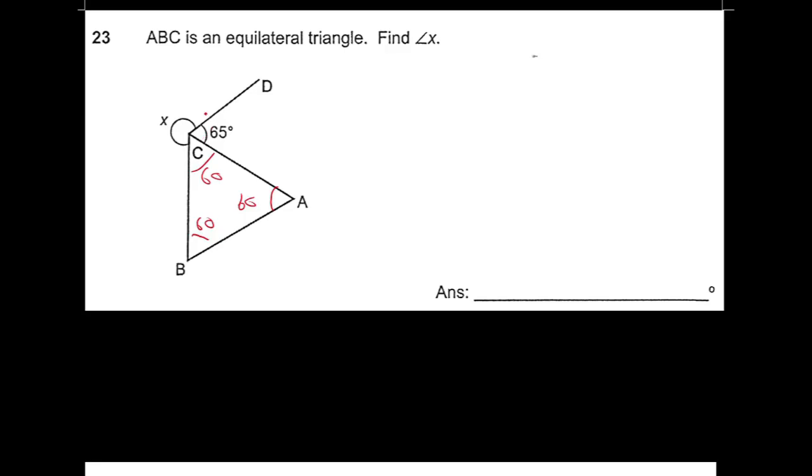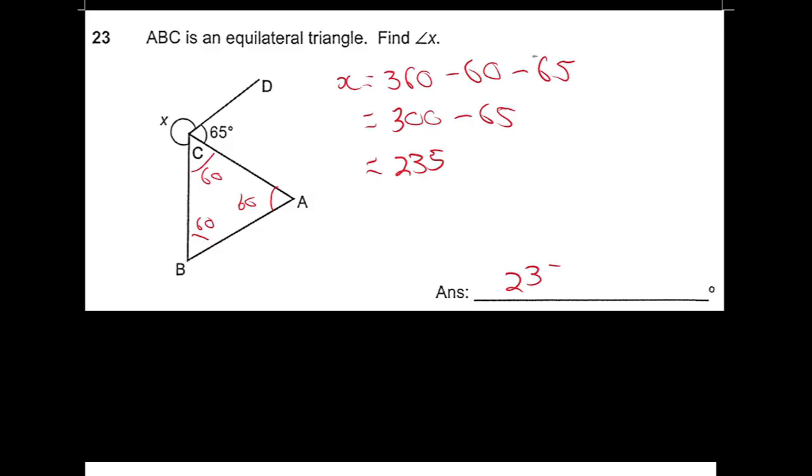The angle of a circle is 360. So to find angle X, you take 360 minus 65 minus 60. So X is equal to 360 minus 60 minus 65. Since you don't have a calculator, it's easier to say 300 minus 65, which gives you 235. So the answer is 235 degrees.